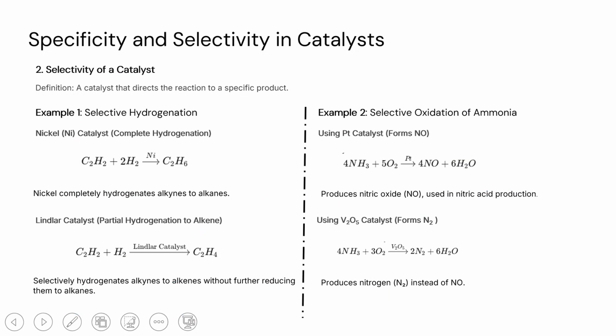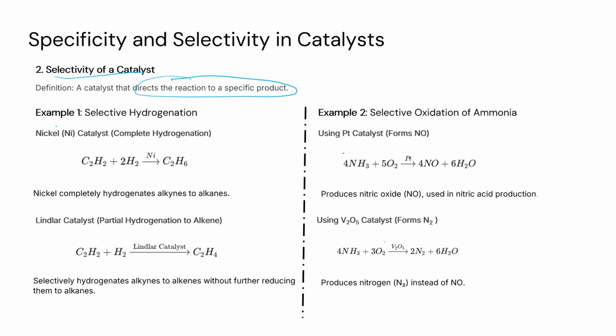Now, let us understand what we mean by selectivity of a catalyst. As discussed in earlier slide, how do we define selectivity of a catalyst? A catalyst is referred to as very selective in nature when it directs a reaction to form a specific product. Let us take an example.